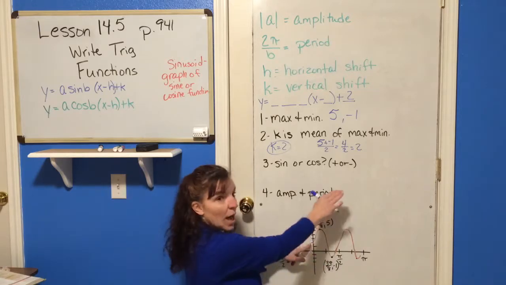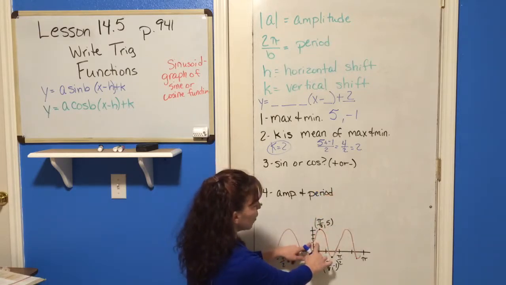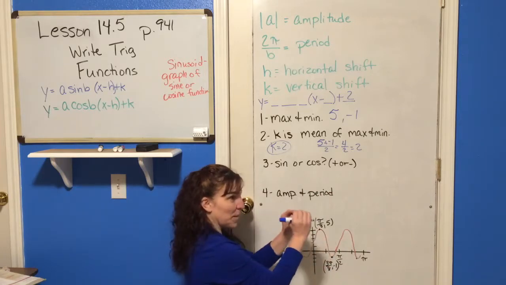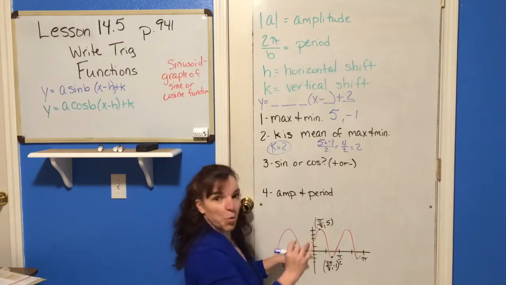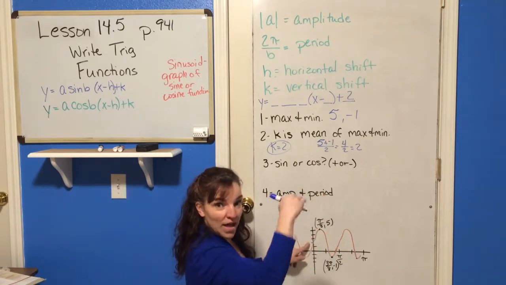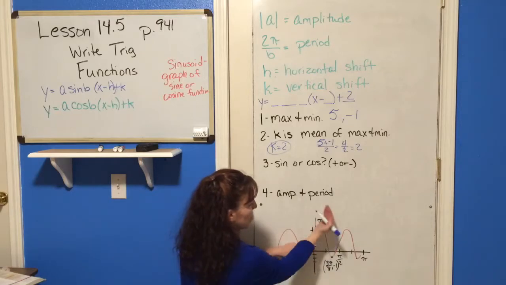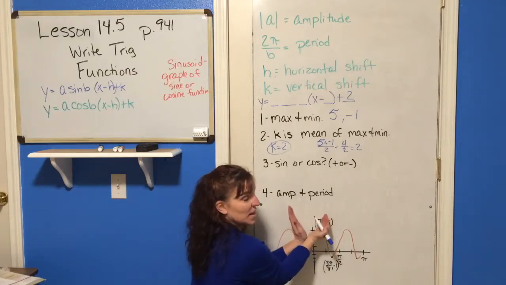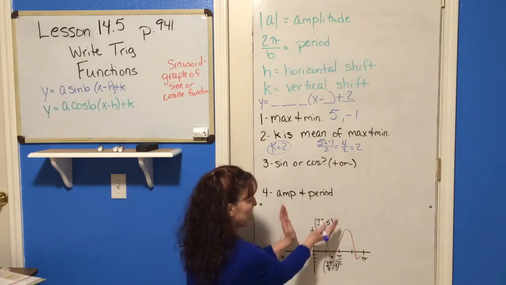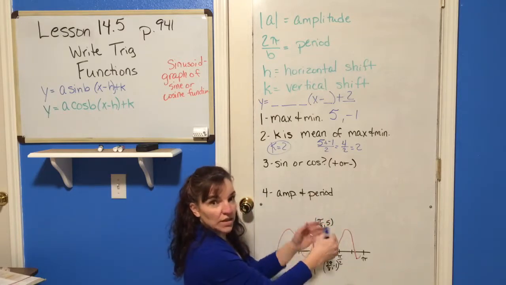With a sine, if it goes up, it's positive. With cosine, you are either at the minimum or the maximum at this point. If you're at the maximum, then it's going to be a positive curve. If you're at the minimum and the curve opens upward, then that becomes a negative cosine because it flips it.